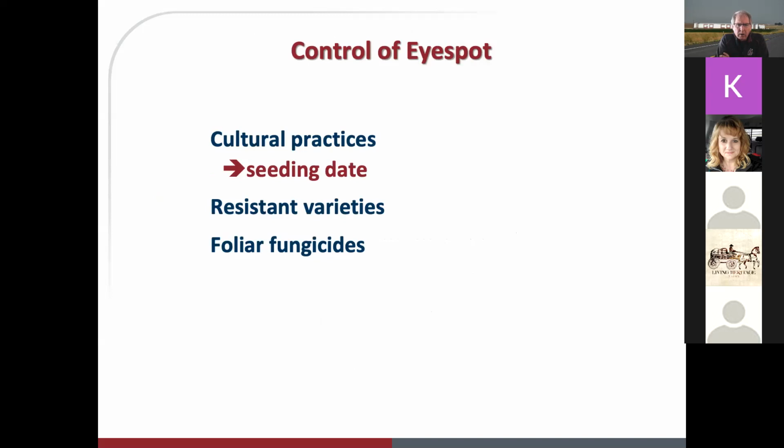When we think about control of eyespot, we can think about cultural practices and especially seeding date. Early seeded fields, early seeded relative to the production area, are at greater risk than fields that are seeded on time or late relative to the production area. Resistant varieties are the number one recommendation that we have for control of eyespot, and then that's followed by foliar fungicide application for susceptible varieties.